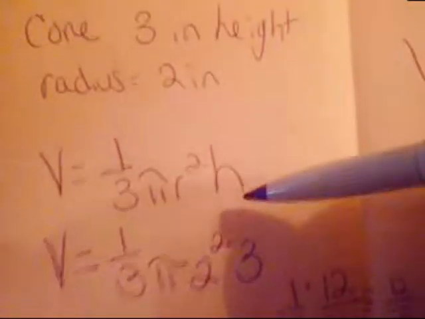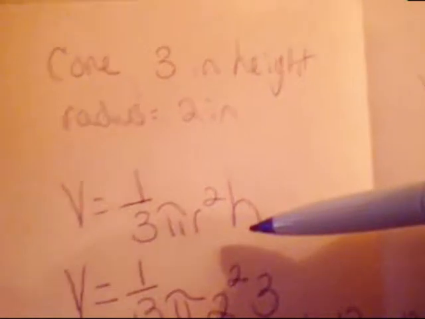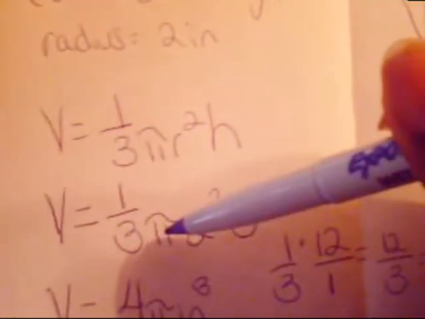So guys, in my example over here, I said a cone is 3 inches in height and has a radius of 2 inches. The first thing I did was copy my formula down. It helps me to remember my formula and how to evaluate into it. I kept 1/3. I kept pi. It says r. The radius this time is 2 inches, so everywhere I saw r, I put in 2. And the height is 3 inches, so everywhere I saw h, I put in 3.